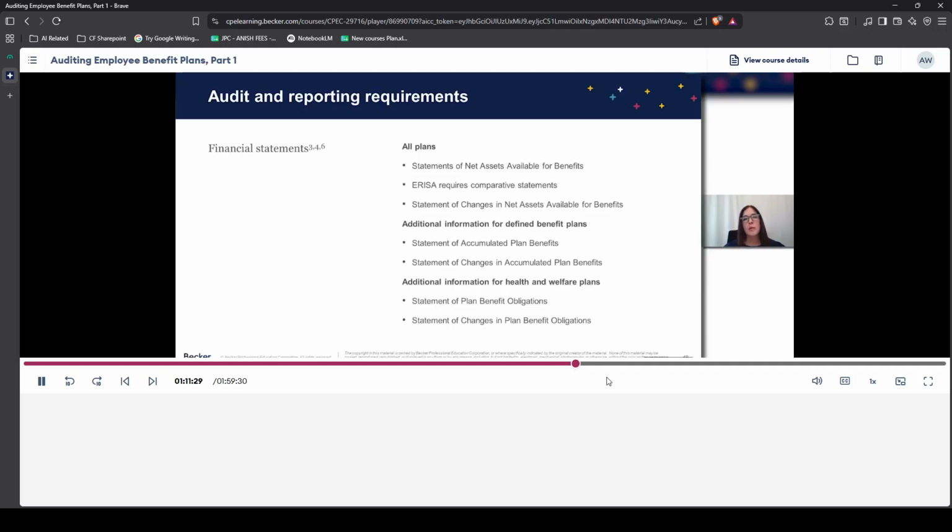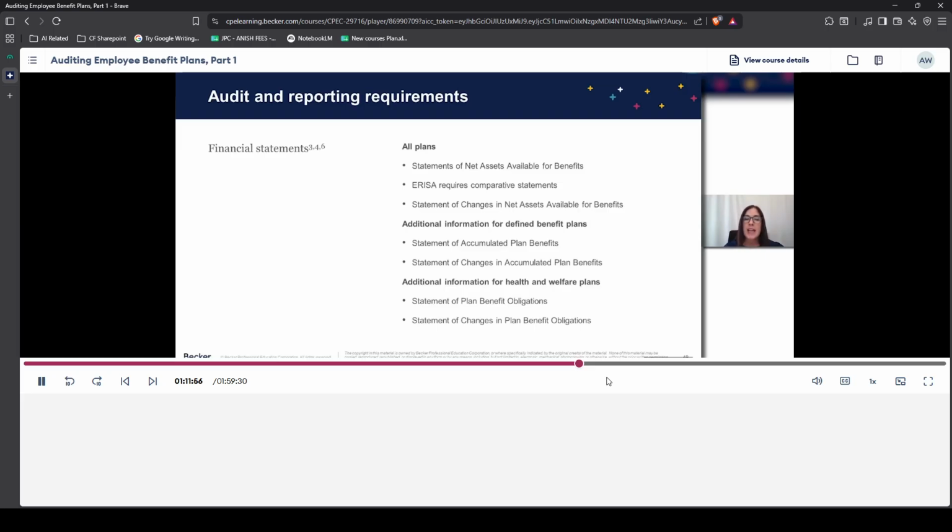So, the financial statements. For all of your benefit plans, you're going to have a statement of net assets available for benefits. That's basically your balance sheet. And that statement of net assets available has to be comparative, even if it's the first year that the plan is subject to the audit. You always have to show a comparative statement of net assets. The prior year, if it was not subject to the audit requirement, can be prepared, compiled, reviewed, or audited, but you do have to show a comparative.